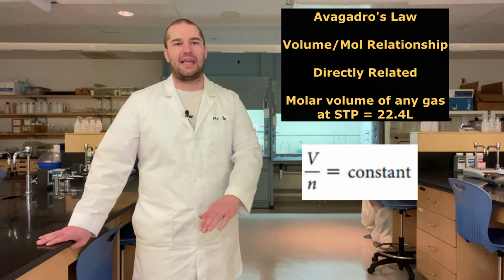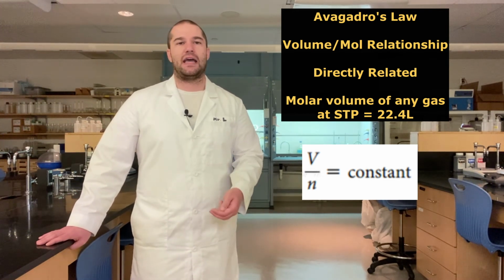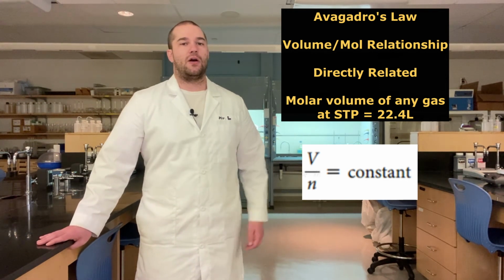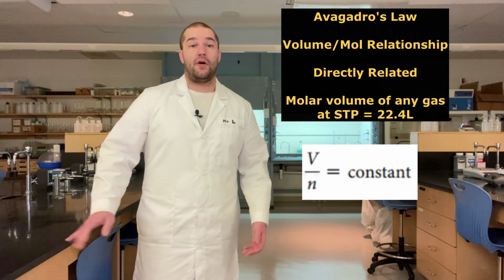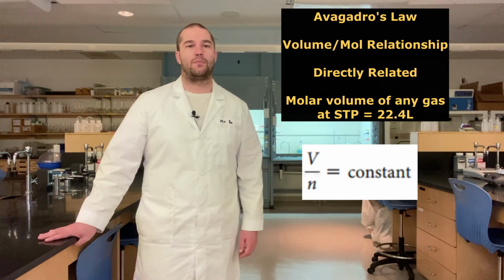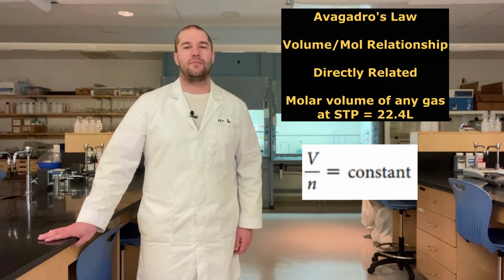And this applies to any gas. If you have 1 mole of helium, 1 mole of oxygen gas, 1 mole of neon, as long as it's at STP, all of them are going to take up the same volume. They'll have a different molar mass, so they're going to have a different mass within that 22.4 liter volume sample, but they're all going to have the same volume.